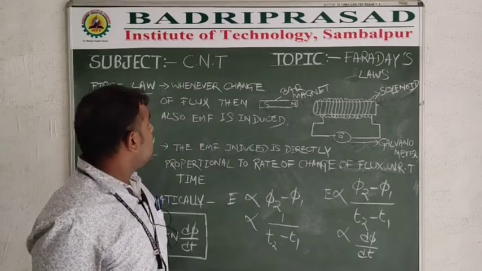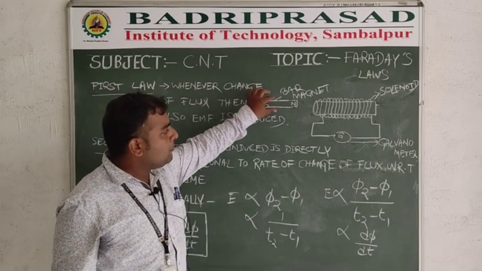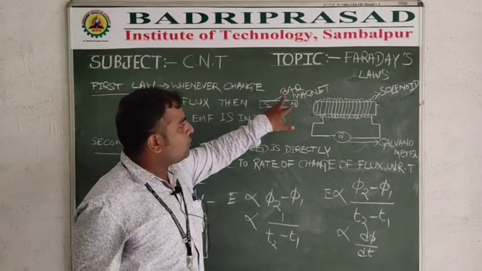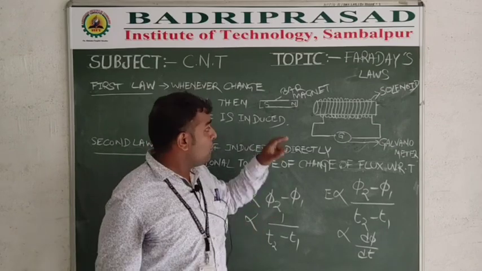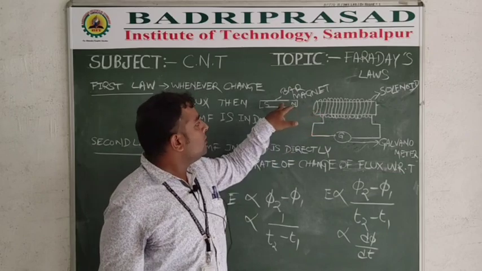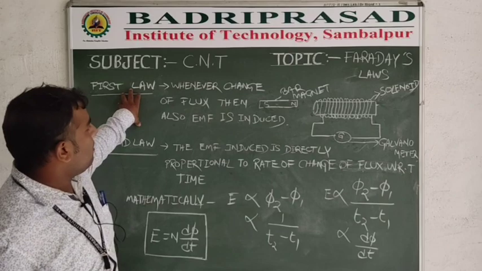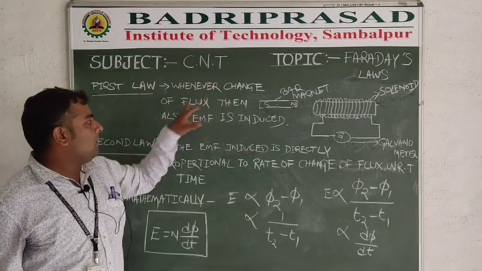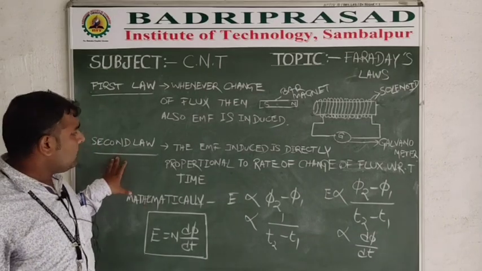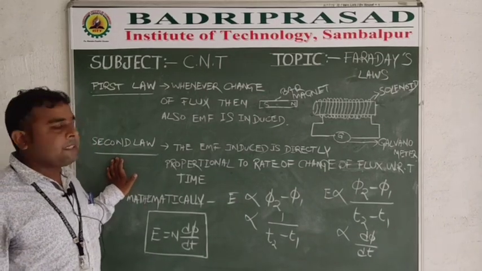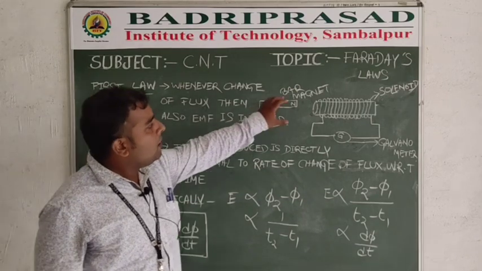From this, Faraday concluded that if the bar magnet and solenoid are placed near each other at rest, no EMF is induced. But whenever there is a change in position of the solenoid or bar magnet, then EMF is induced. So according to the first law, whenever there is a change of flux, an EMF is induced. That is the first law. Next, Faraday suggests the second law, about the magnitude of induced EMF: how much EMF is induced in the solenoid?